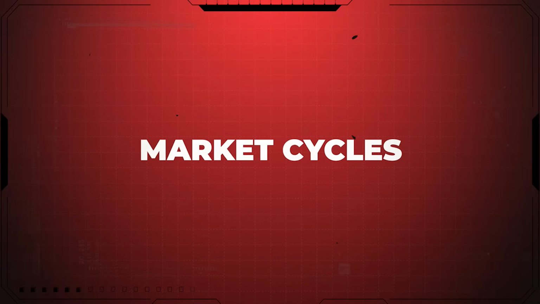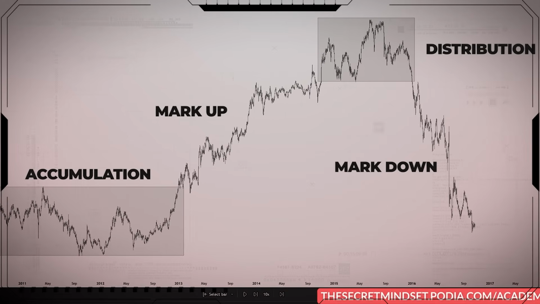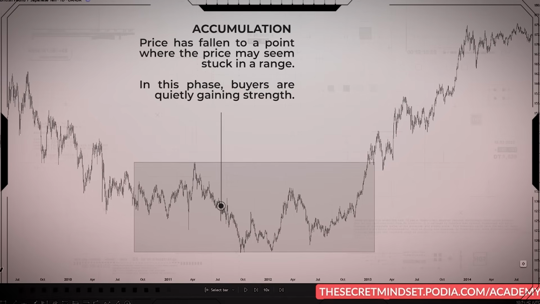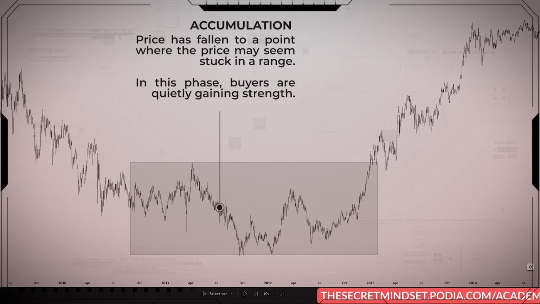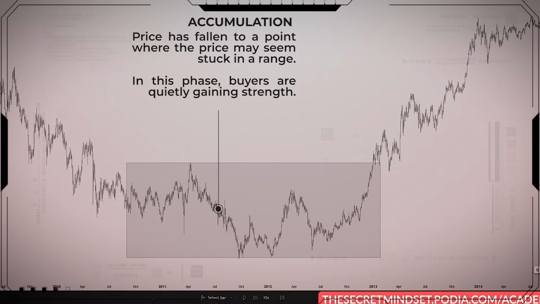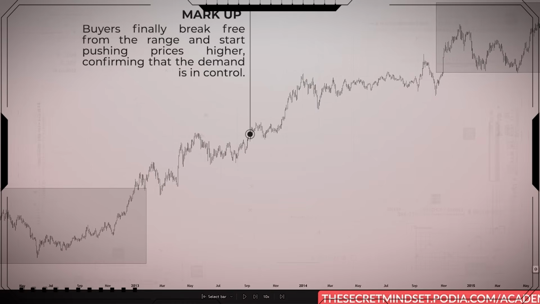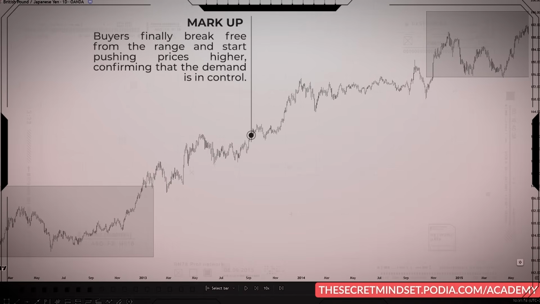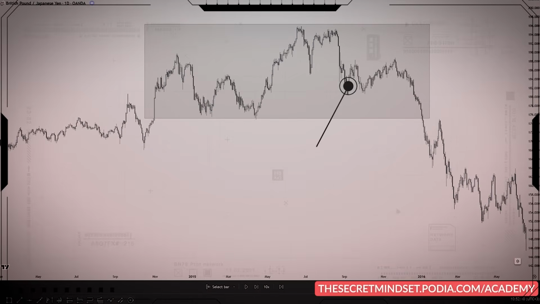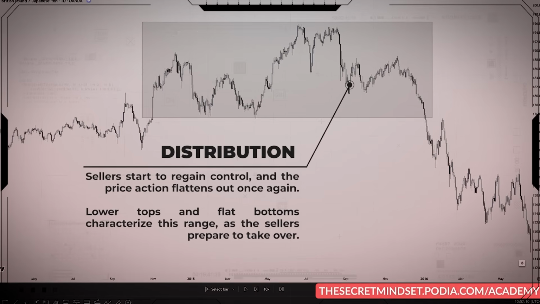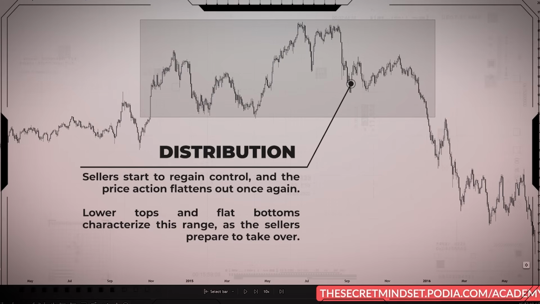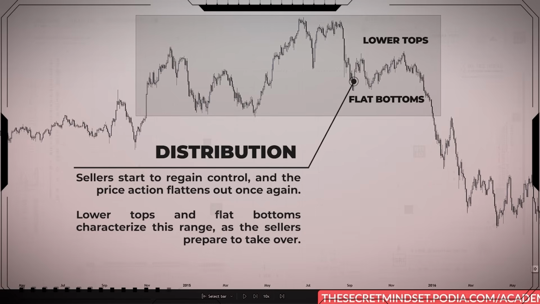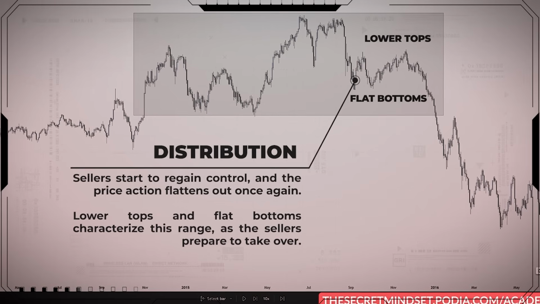All markets move in cycles, which are accumulation, markup, distribution, and markdown. Accumulation is when the price has fallen to a point where the price may seem stuck in a range. In this phase, buyers are quietly gaining strength. In the markup phase, the buyers finally break free from the range and start pushing prices higher, confirming that the buyers are in control. In the distribution phase, after the previous significant price increase, sellers start to regain control and the price action flattens out once again. Lower tops and flat bottoms characterize this range as the sellers prepare to take over.